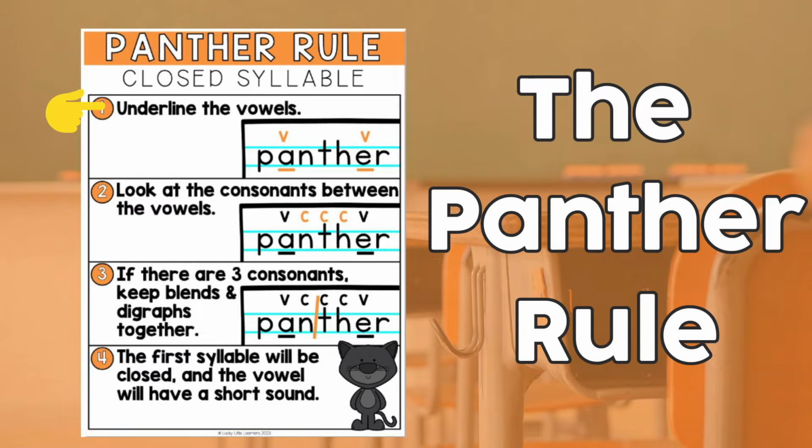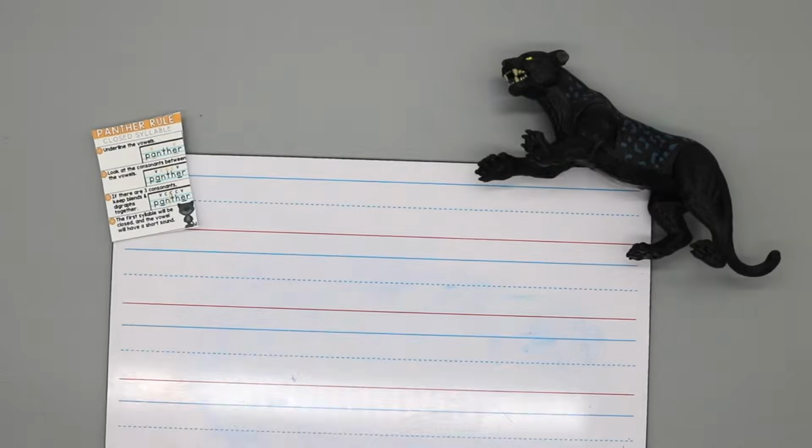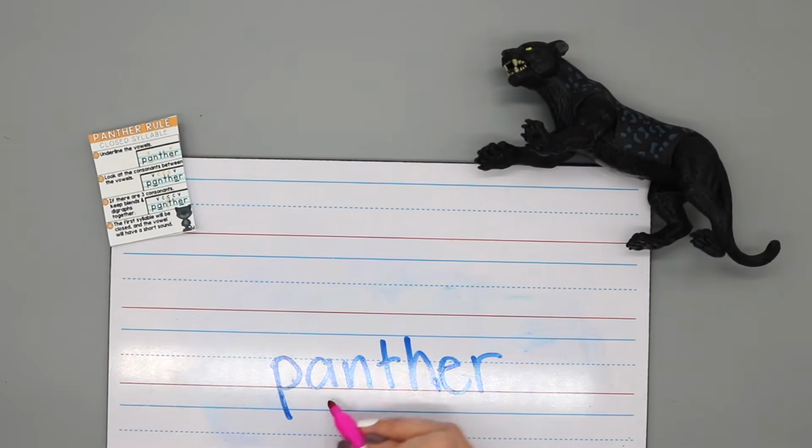For the Panther Rule, we will underline the vowels again, look at the consonants between the vowels, and if there are three consonants, we're going to keep blends and digraphs together. The first syllable will be closed and the vowel will have a short sound. Here are our Panther words. Of course, let's do panther.